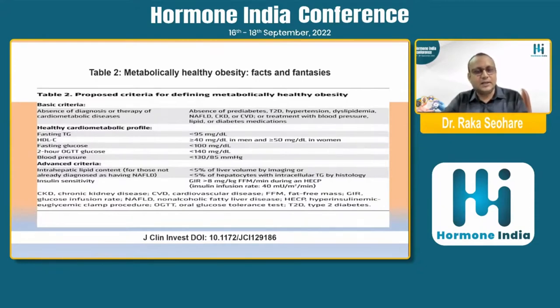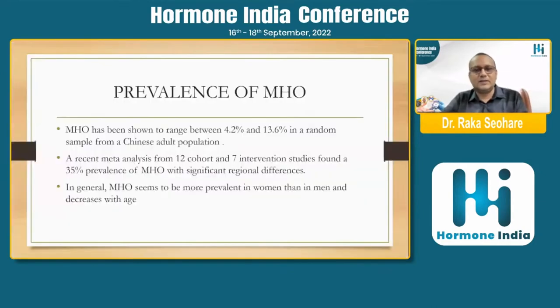So a healthy cardiometabolic profile, which is given here, including OGTT, blood pressure, fasting triglyceride, every criterion. With advanced criteria, you have intrahepatic lipid content less than 5% of liver volume. If already diagnosed with NAFLD, then less than 5% of hepatocytes with intracellular TG by histology. Insulin sensitivity, if you go by euglycemic clamp studies, then these are the novel criteria. You can have fancy criteria if you have lab facilities, or the patient is able to go for such screening. Otherwise, the clinical criteria are sufficient.